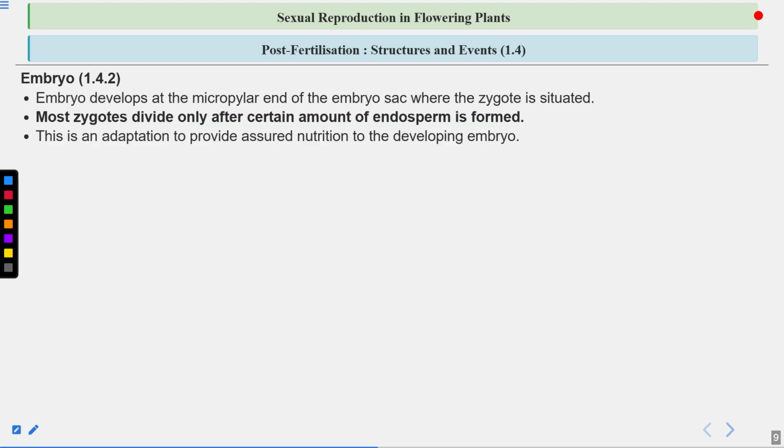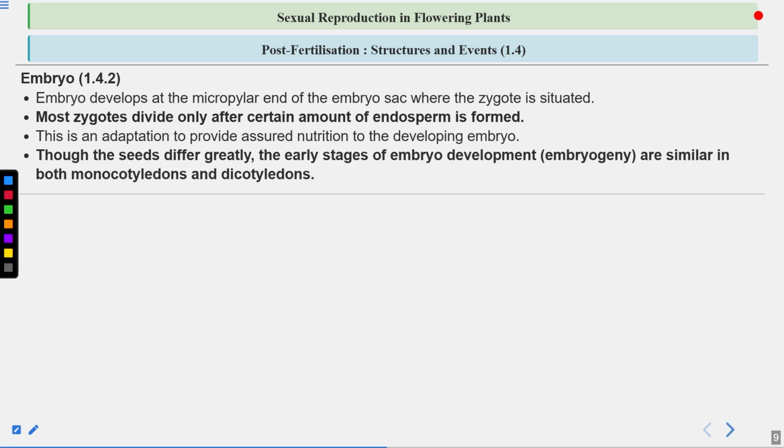This is an adaptation to provide assured nutrition to the developing embryo. So this is the reason. This is the adaptation, that the embryo will develop later on after the endosperm has started developing, right? And this is the assurance that the developing embryo will get the nutrition.